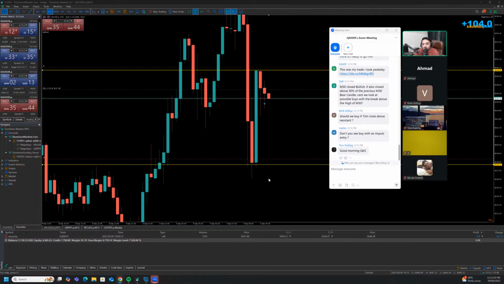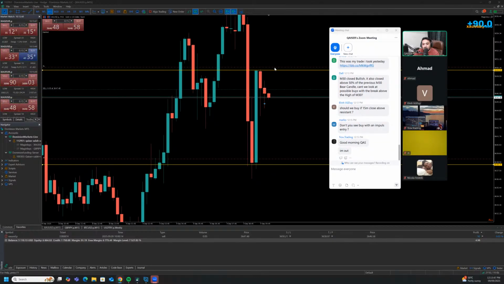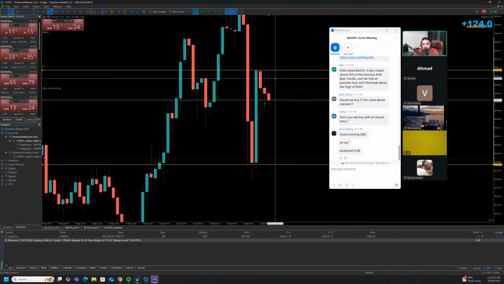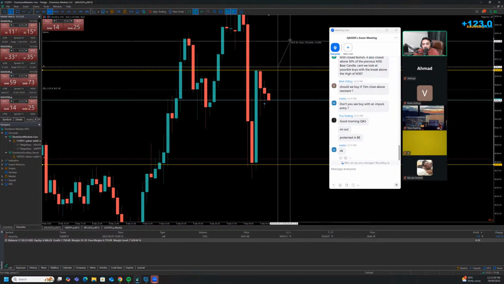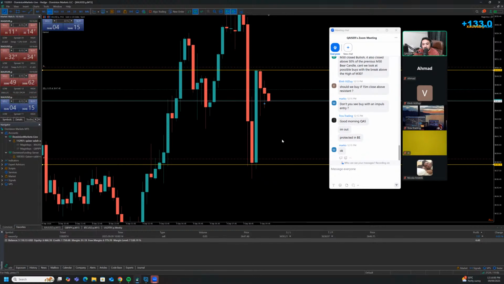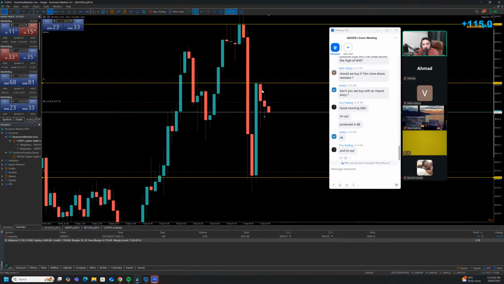Don't you see bias with an impulse entry? No, I would like to see a candle close above the resistance if I wanted to take a buy. Definitely, I would like to see some kind of bullish candle close above the resistance, so then I can give my trade a chance for the buys. Till right now, it just created a resistance, created a support. We have a resistance here, a confirmation candle closed as a bearish candle in red shape.